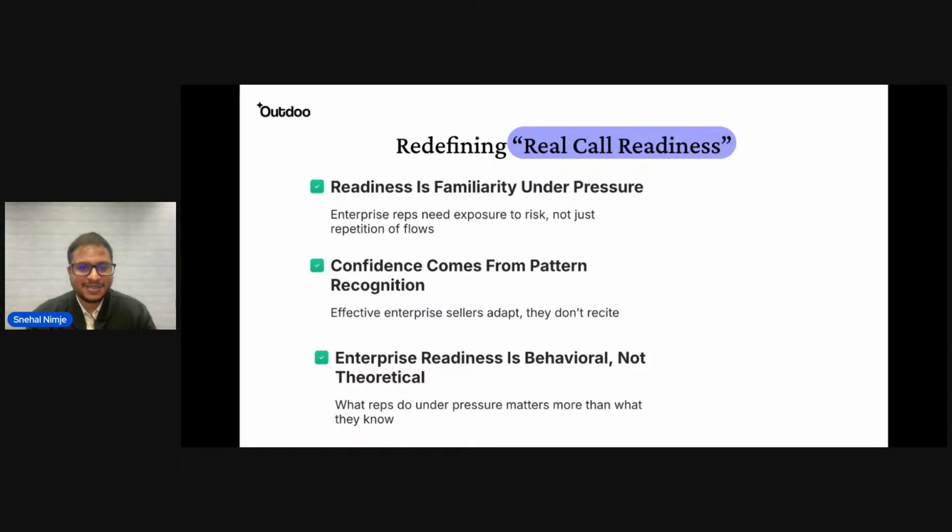So a lot of these things are essentially behavioral to some extent, right? They're not theoretical, right? They are not like how a typical sales deal would actually happen, which used to happen probably 5 years ago, right? It's like in today's time, how the buyers have changed, how they have evolved, how they ask more informed questions, more upfront questions, and so on, right? So that's essentially what we now call real call readiness.